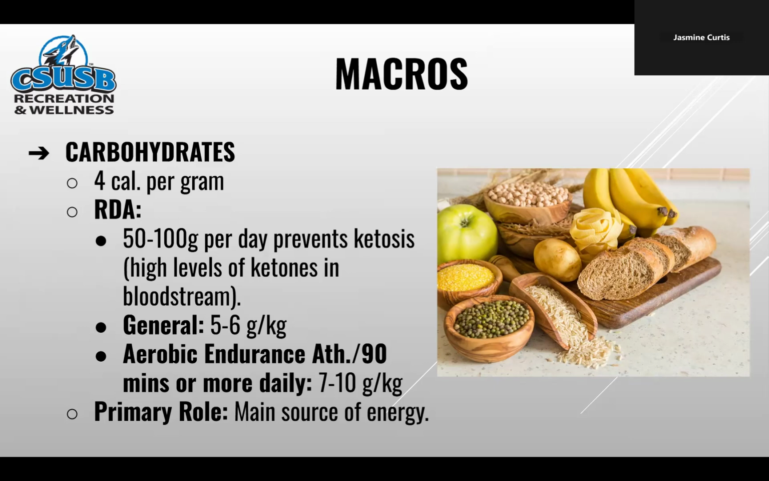Well, how much carbs do they need? On the lower end, if it's 5 grams per kilogram, then they're going to need 500 to 600 grams per day of carbs. Now, if they're an aerobic endurance athlete, they're going to need a little bit more. So it'd be 700 to 1,000 grams of carbs per day. The primary role of carbohydrates is it's our biggest source of energy. So we want to make sure we're getting enough and we're not limiting.